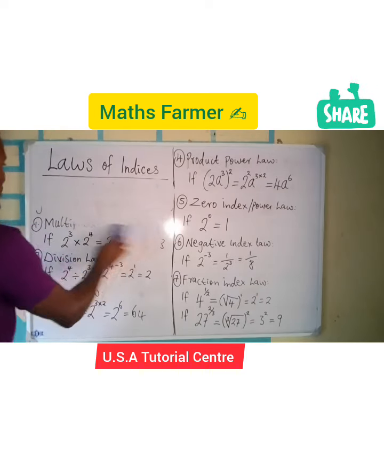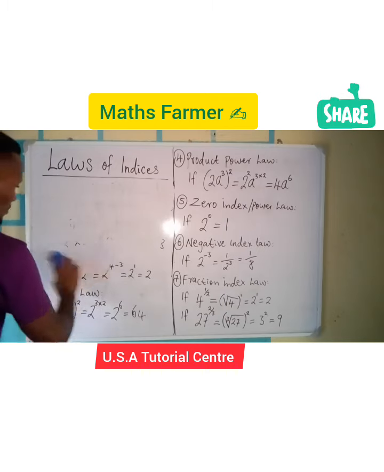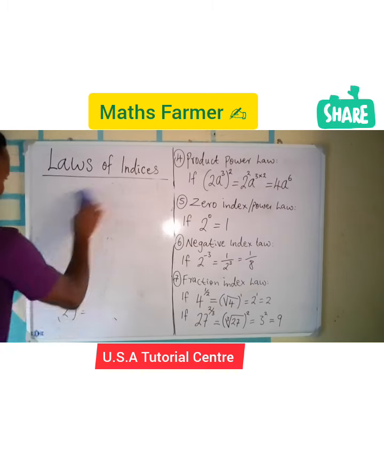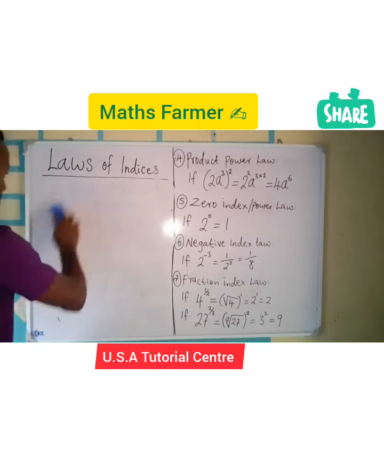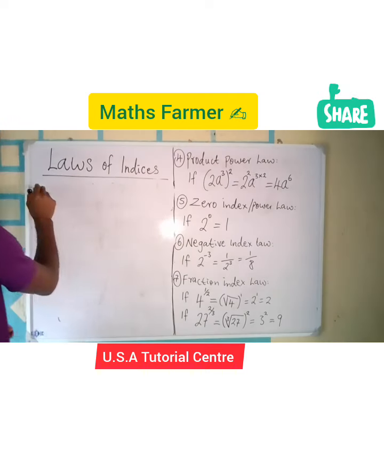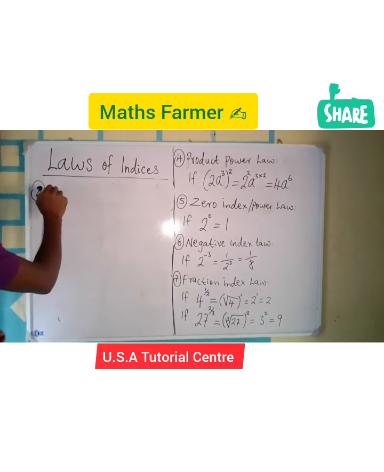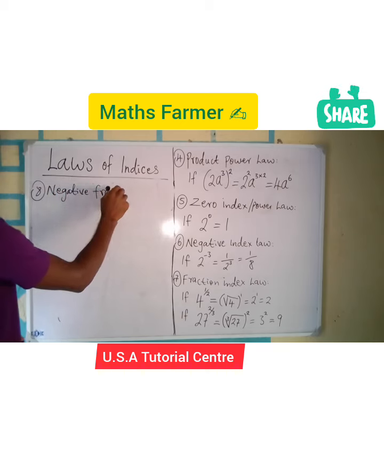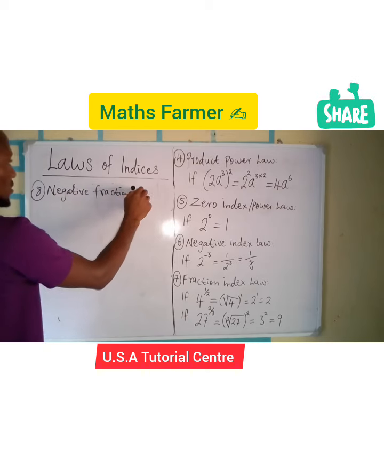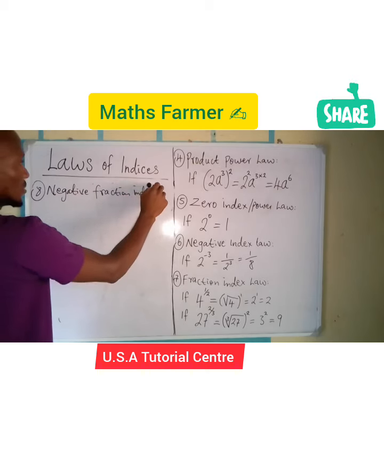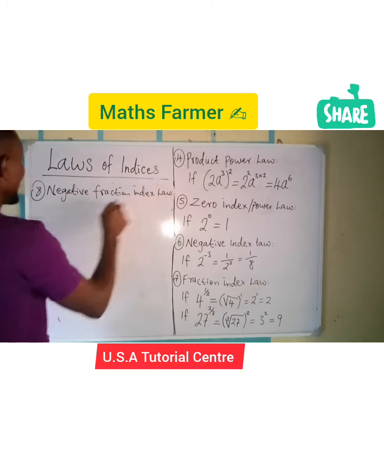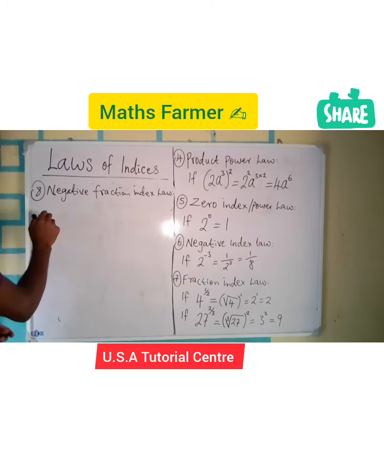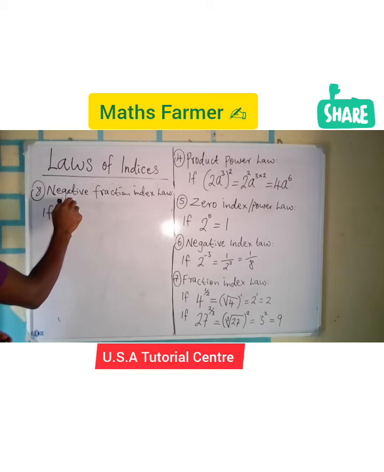Then the eighth one, the negative fraction index law. If we have 4 raised to the power of minus 1 over 2.